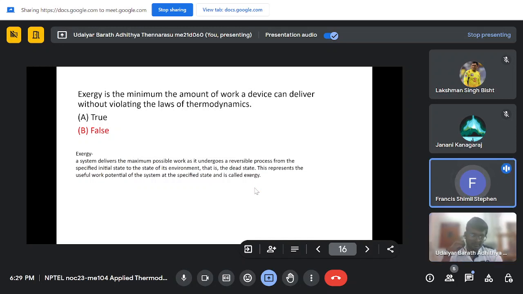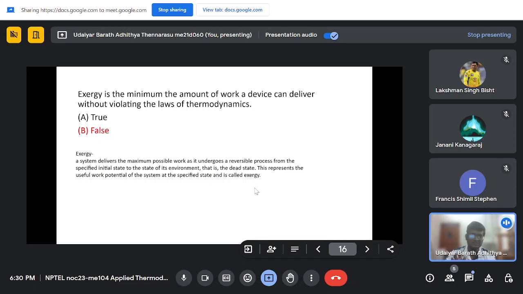So this H minus T S is actually Gibbs energy, the maximum energy difference. The temperature is not the temperature of the system, it's the temperature of the environment, T naught, and S is the entropy. During a process there will be some entropy generation, and that will reduce the amount of work which you can get from the system.